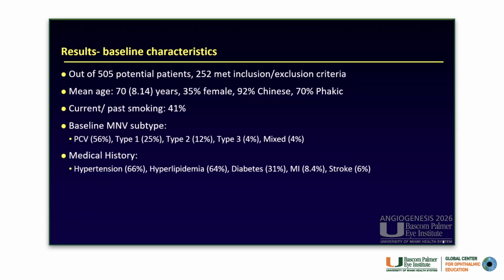Here are the baseline characteristics. Out of over 500 potential patients, 252 met the inclusion-exclusion criteria. The characteristics included mean age of 70 years, male predominance, vast majority being Chinese, and 70% being phakic. 41% reported current or past smoking. In terms of ocular features, the baseline MNV subtype was predominantly PCV, and you can see the rest of the proportion listed there, with 4% presenting with type 3, which is quite characteristic of our Asian population.